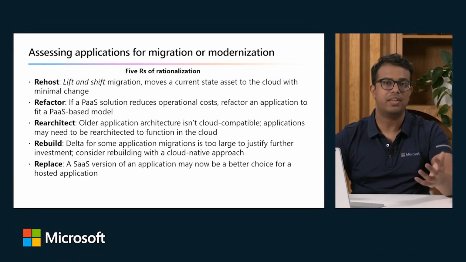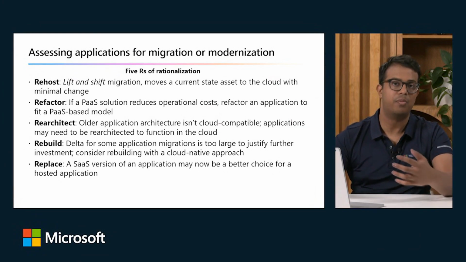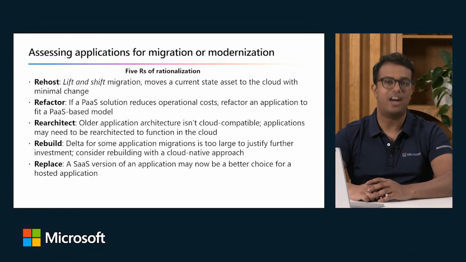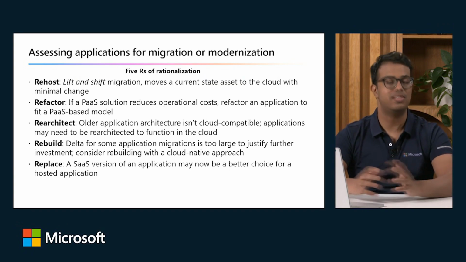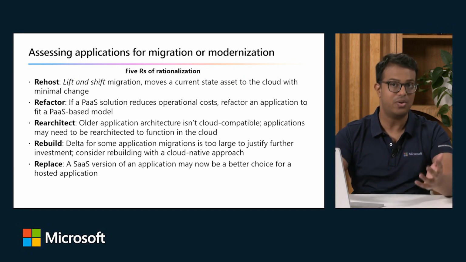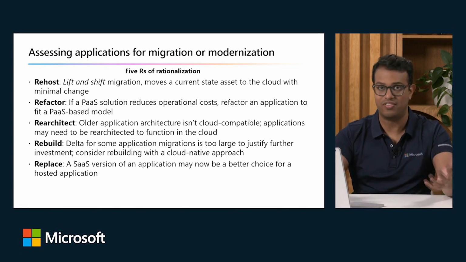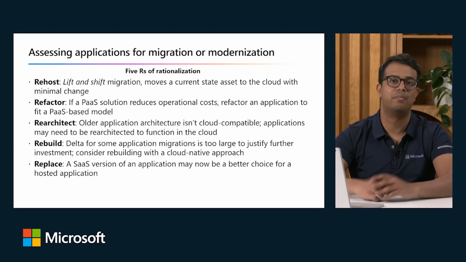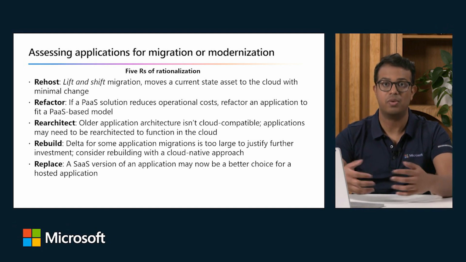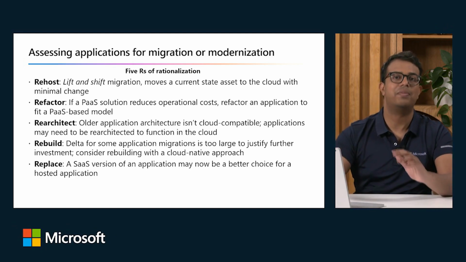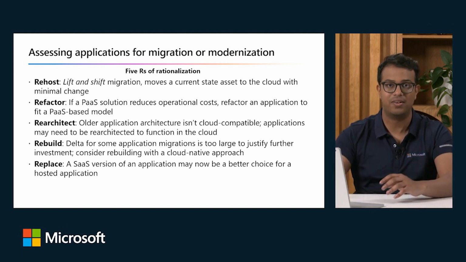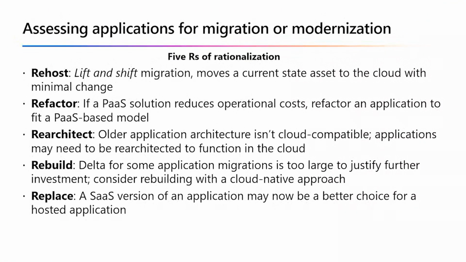When assessing applications for migration or modernization, using the 5 R's of rationalization is useful. Can we rehost via a lift or shift migration? Can we refactor our application to fit a PaaS-based model? Can we re-architect older application architecture to function in the cloud? Can we rebuild our application in the cloud? And finally, can we replace our application with a SaaS version?